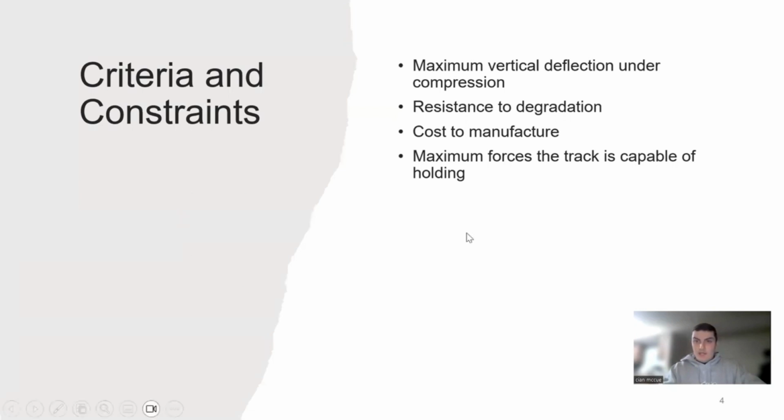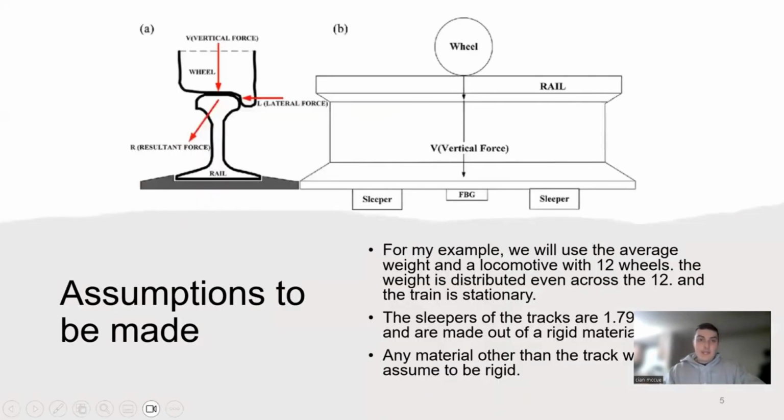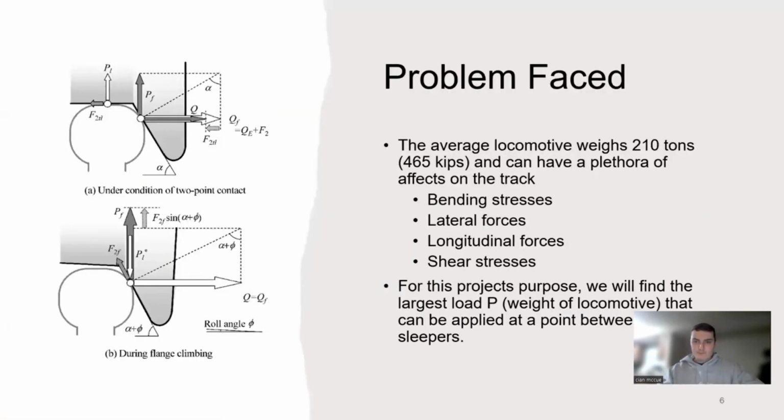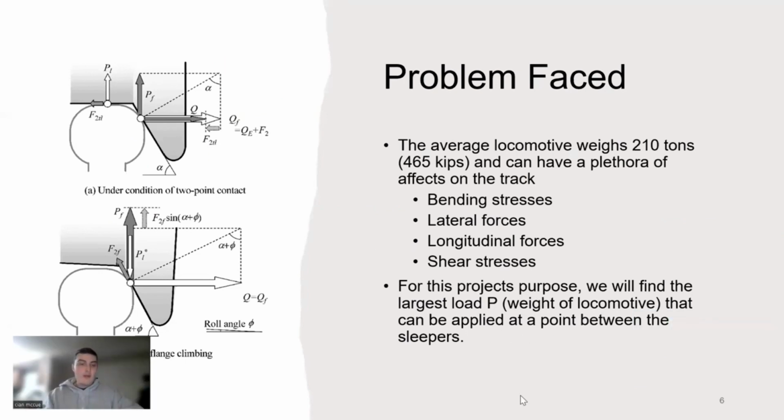And the thing that we're going to be looking at today specifically, look right here. The sleepers are 1.79 feet apart. That's important to mention. So for this project, we are going to find the largest load, the value P, that the locomotive can place onto the beam, in this case, from our class, since we are doing beams in chapters 5, 6 and 4, that can be applied at a point between the two wooden beams.